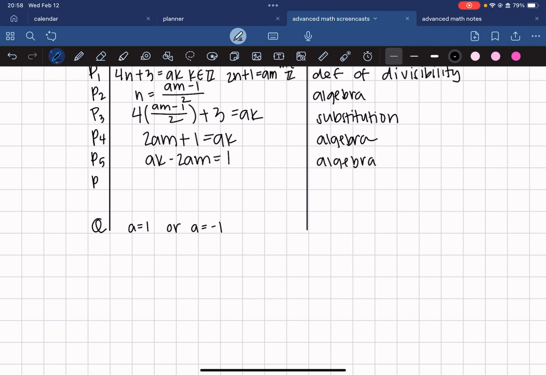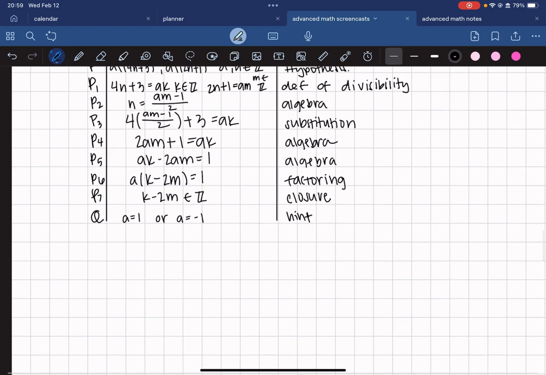And then I am going to factor out an a, so we have a times (k minus 2m) equals 1, and that's factoring. And then we have P7: k minus 2m is an integer, and we know that by properties of closure. And then finally we can get to the end result of a equals 1 or a equals negative 1 by the hint given to us that two integers multiplied together equaling 1 means that one of the integers has to be either positive or negative 1.